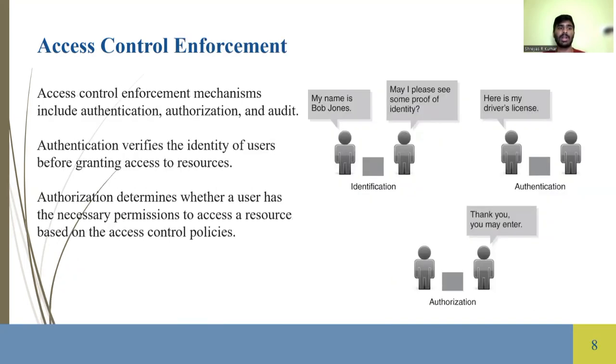Now let's see what access control enforcement is. Access control enforcement mechanisms include authentication, authorization, and audit. Authentication verifies the identity of users before granting access to resources. Authorization determines whether a user has the necessary permissions to access a resource based on the access control policies. We can see the example of access control enforcement in the following figure.